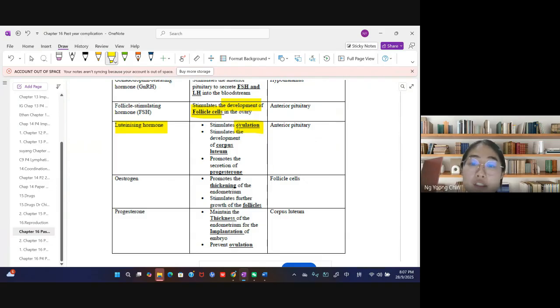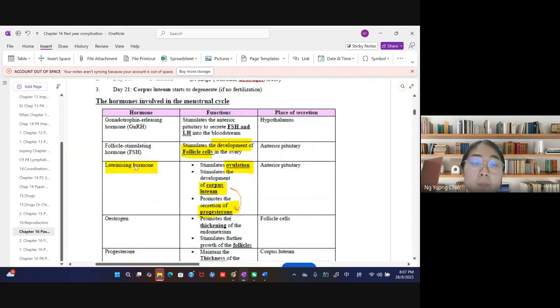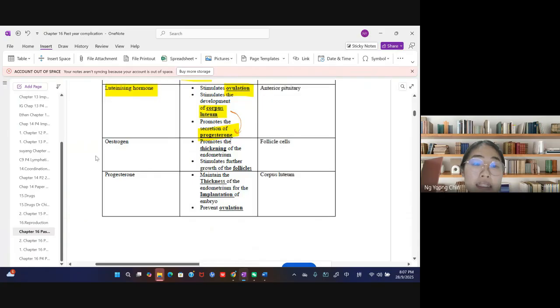They stimulate ovulation, and also the development of the corpus luteum. Then they promote the secretion of progesterone, because the corpus luteum, after it has been produced, can secrete progesterone. Luteinizing hormone is also produced from the anterior pituitary gland. Then how about estrogen?